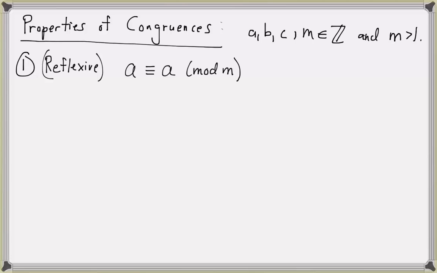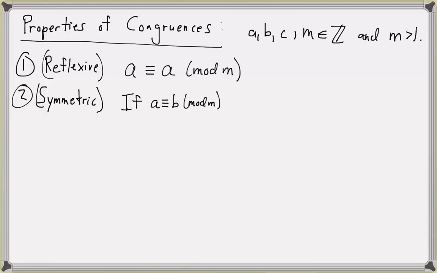Congruences also are symmetric. So if a is congruent to b, mod m, then b is congruent to a, mod m.